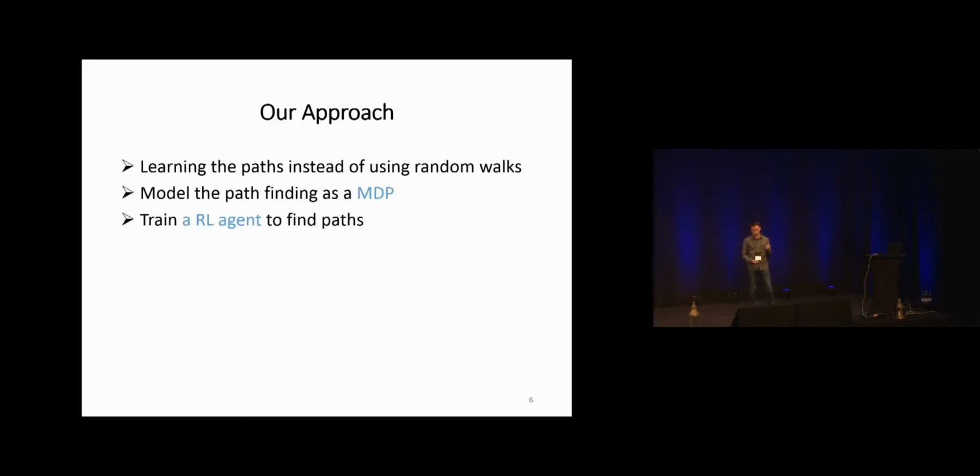The basic idea is that we want to learn the path instead of just using random walks like in the PRA model. We find a connection between this path finding process and the Markov decision process, because path finding, going from a head entity to a tail entity, is a very natural sequential decision making process. So we train a reinforcement learning agent to do path finding, using knowledge graph embeddings to represent the states. And after we learn these paths, we can use them as Horn clauses or logical formulas to do reasoning.